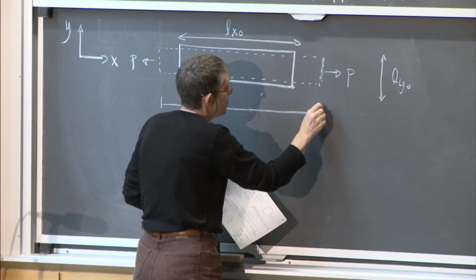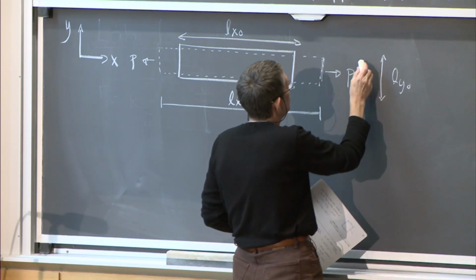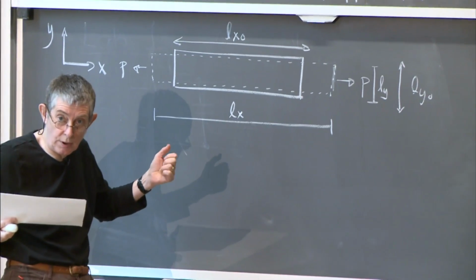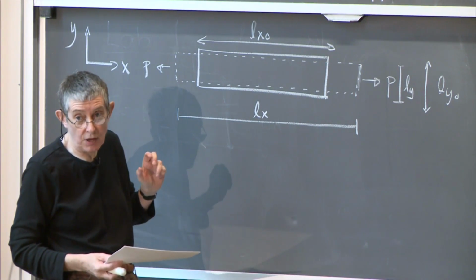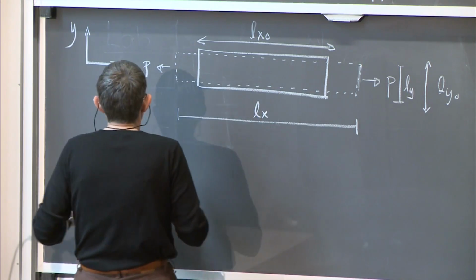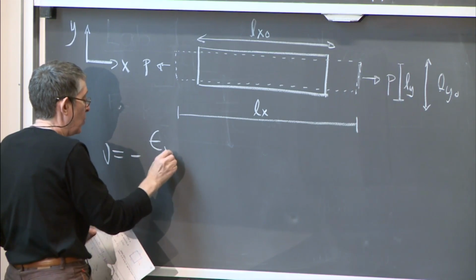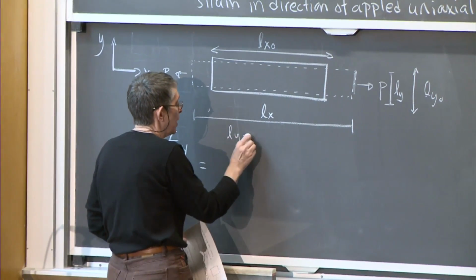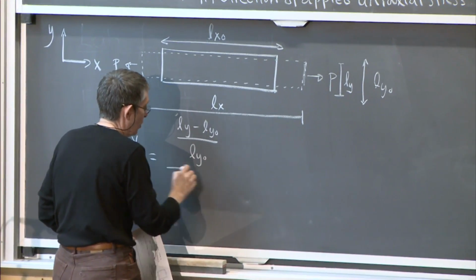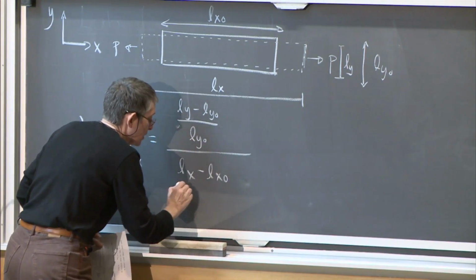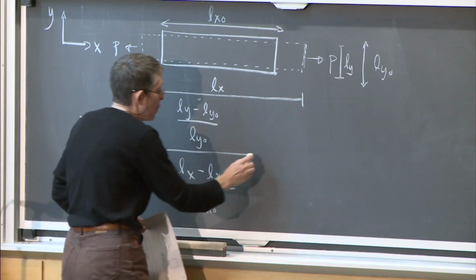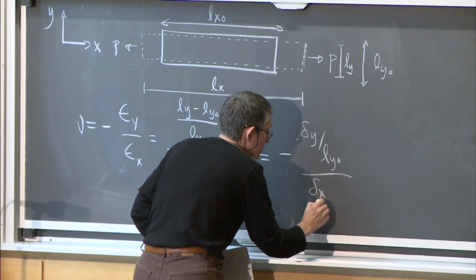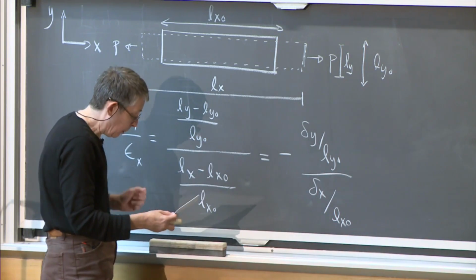And now the new length is going to be Lx, and this new width here is going to be Ly. Okay? So the idea is as I pull the bar, it's going to contract sideways, and the strain in the y direction is going to have the opposite sign of the strain in the x direction. So here, my Poisson's ratio is then going to be the ratio of the strain in the y direction relative to the x direction. So that's minus (Ly minus Ly naught) over Ly naught, divided by (Lx minus Lx naught) over Lx naught. Or I could say that's equivalent to minus delta y over Ly naught divided by delta x over Lx naught. Okay?